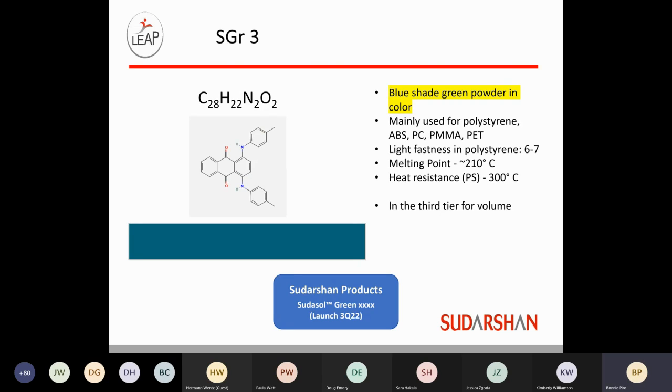Solvent Green 3. This is a blue shade green in color. It is suitable for a variety of polymers, especially polystyrene, ABS, polycarbonate, and others. A very good light fastness with a rating of 6 to 7 and good heat resistance as well. And our Sudarshan product will be launched in the third quarter of this year. So you can see we will have a very busy year in the Solvent Dye brand to bring to you for your needs.